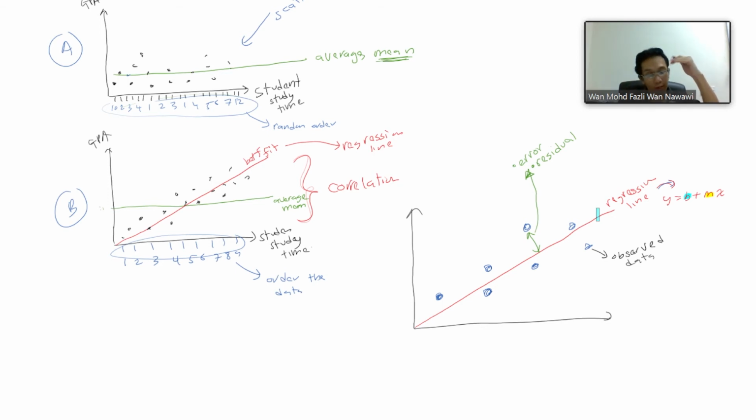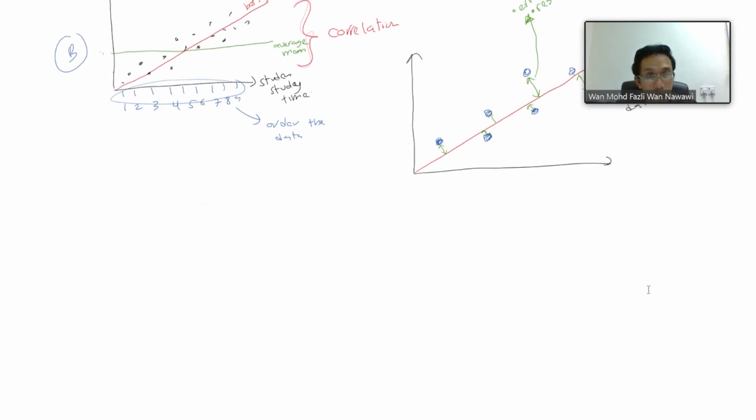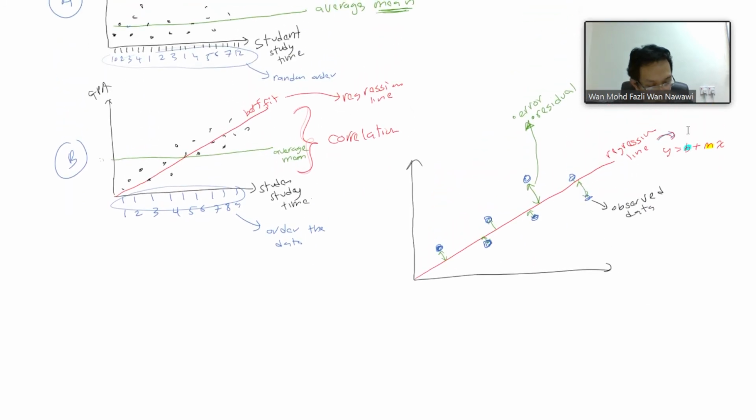So the distance between that is what we call the error or residual. The residual can be positive or negative, like before. So this is the distance, this is the residual. This is important so that you can compare this and the mean.